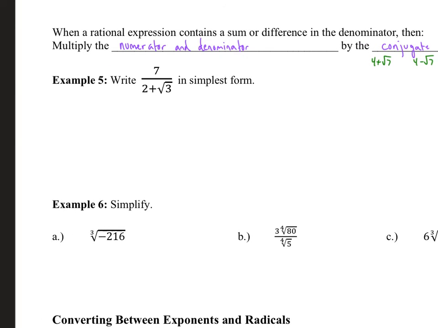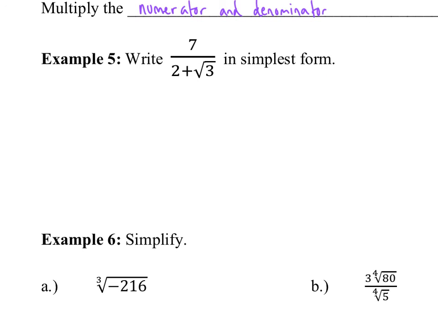So I want the denominator to be rational. Right now it's irrational. So I'm going to take 7 over 2 plus radical 3, and I'm going to multiply it by 1 so that I'm not changing its value. So multiply that by the conjugate, which is 2 minus radical 3, over 2 minus radical 3. So this is all equal to 1, so I'm not changing the value of this, but I'm going to find a way to rewrite this to make it rational.